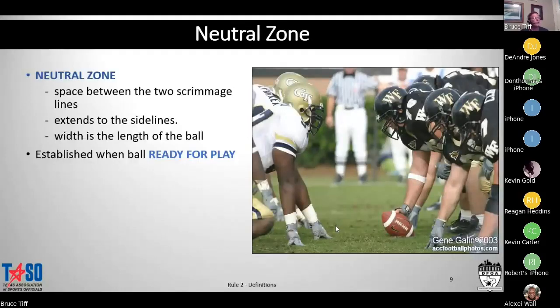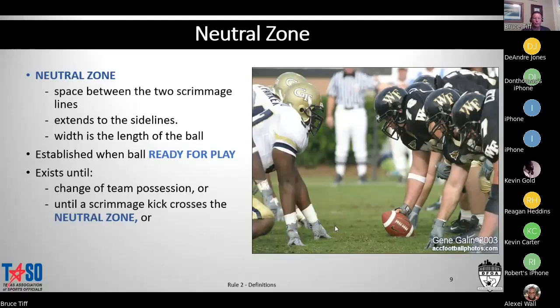The neutral zone is established when the ball is made ready for play. We just talked about how we make the ball ready for play on the previous slide. The neutral zone exists until a change of team possession, or until a scrimmage kick crosses the neutral zone, or until the ball is declared dead. So we can see that it exists only for a finite period of time.